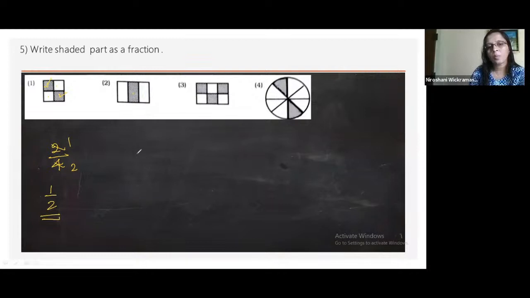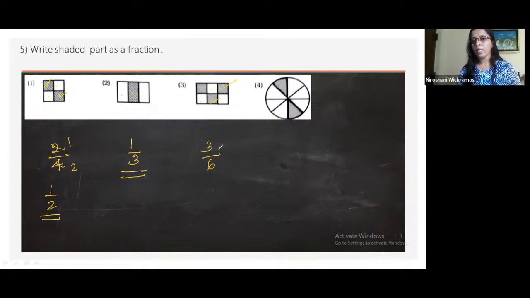Now you can write here, how many parts altogether? 3. Shaded, 1. 1/3. Now look at all of this together. Can you see how many parts are here? 1, 2, 3, 4, 5, 6. Count. That is the denominator. Count the number of parts shaded here. 1, 2, 3. You can see that above the line and below the line are divisible by 3. So we can simplify and keep the answer, right? Then 3 divided by 3 is 1, 6 divided by 3 is 2. Half of this figure is shaded, right?